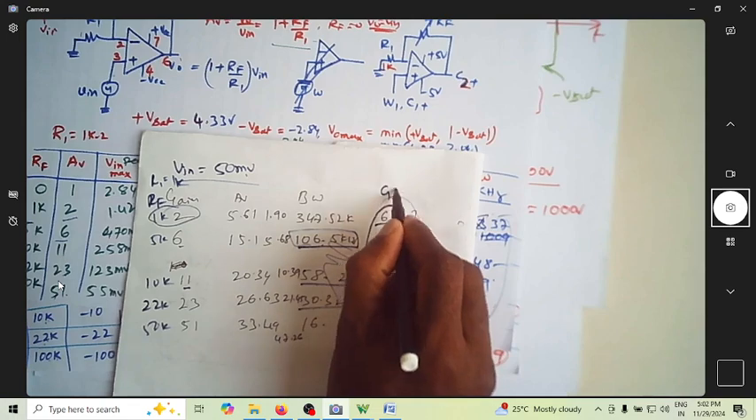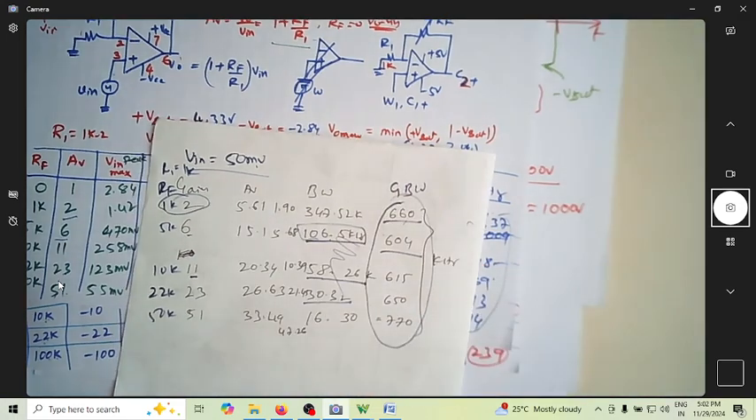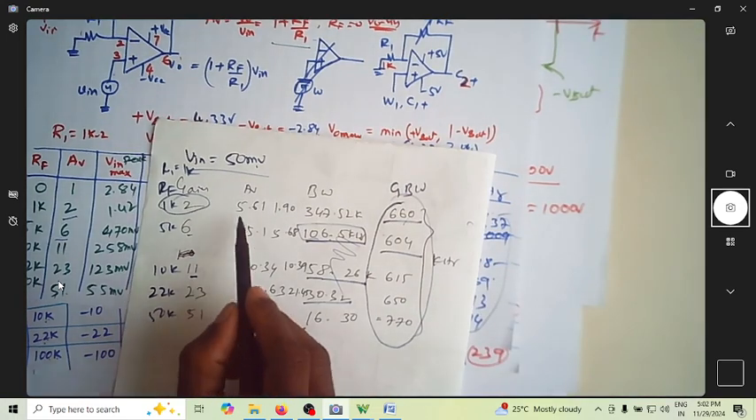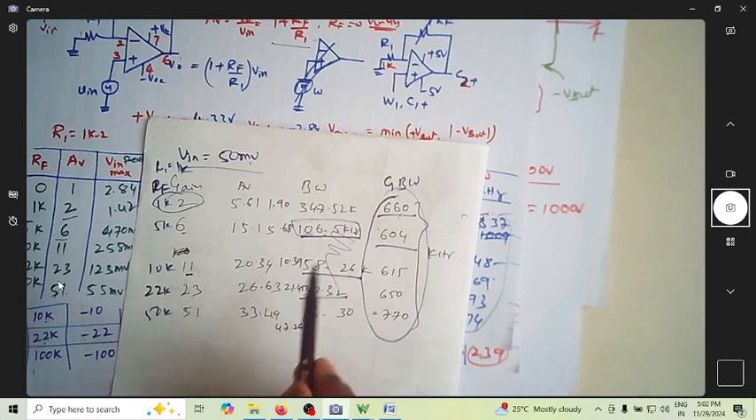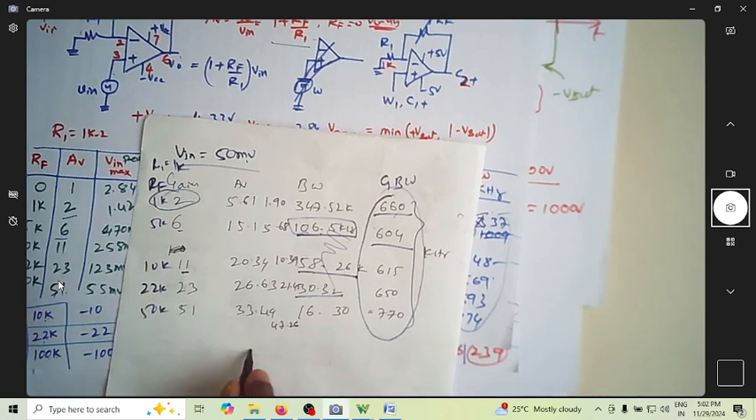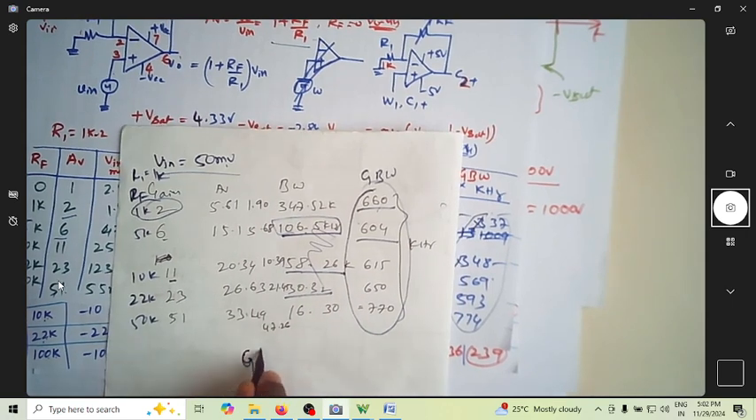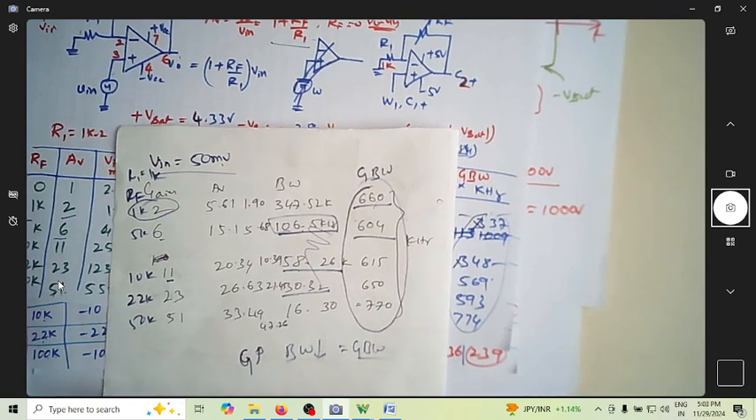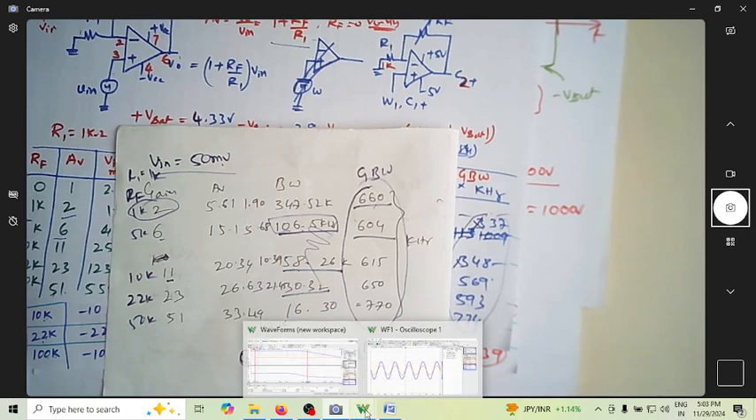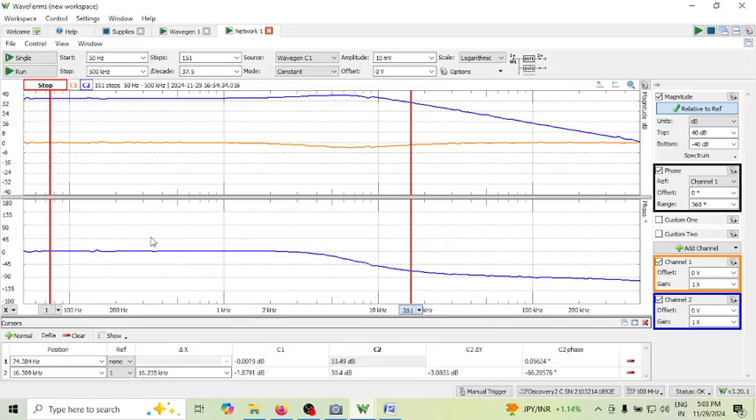This is actually GBW. So as you're increasing the gain, the bandwidth is reducing by almost an equal amount. As you increase the gain by x times, the bandwidth will reduce by the same x times, so that the product GBW remains the same. So that is observed with a lower amplitude here.